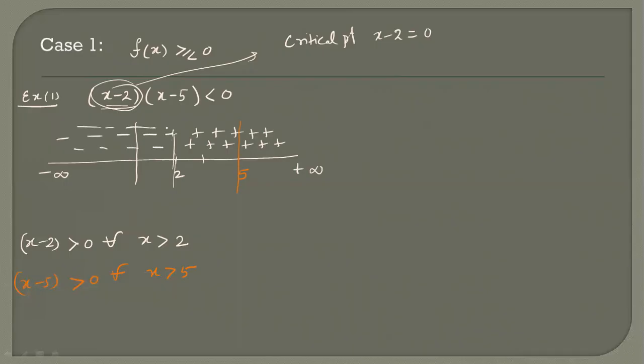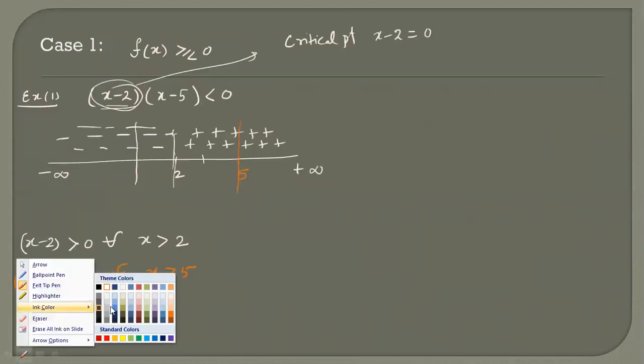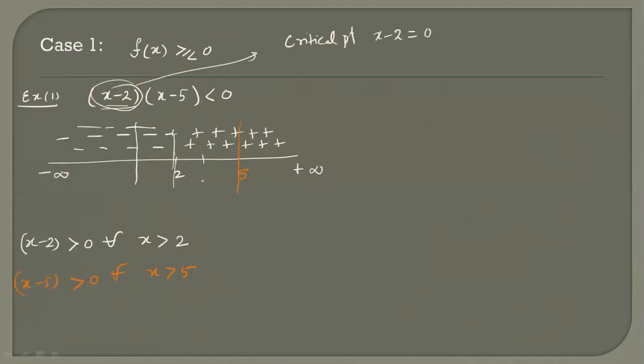Now I am talking about x equal to 5. At x equal to 5, the value is 0, but if x is greater than 5, it will be positive. If x is less than 5, it is going to be negative. Now you have two critical points. Make an easy wave graph for it. This is your plus infinity, this is your minus infinity, with 2 and 5.